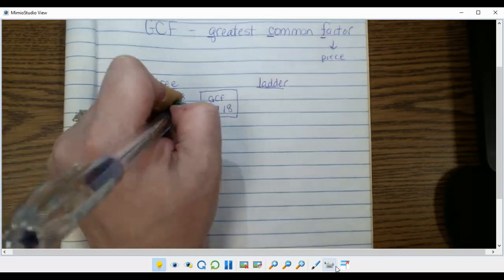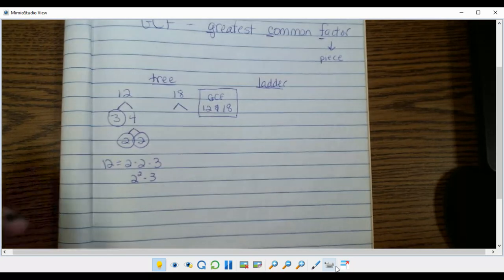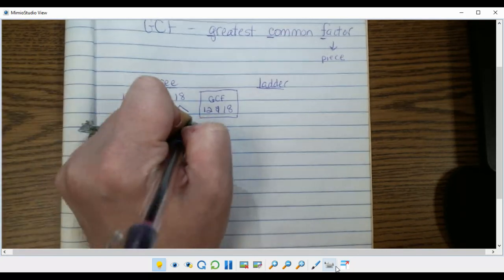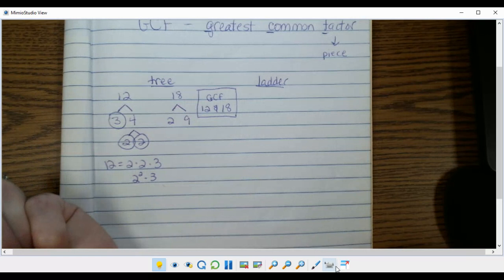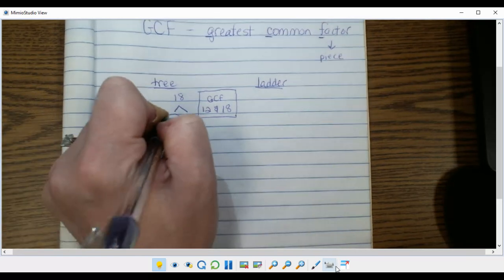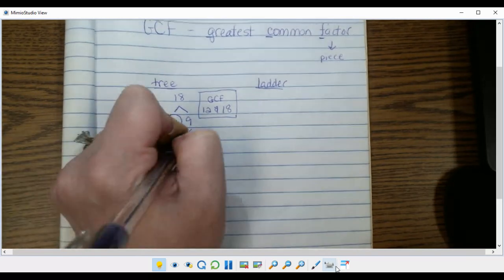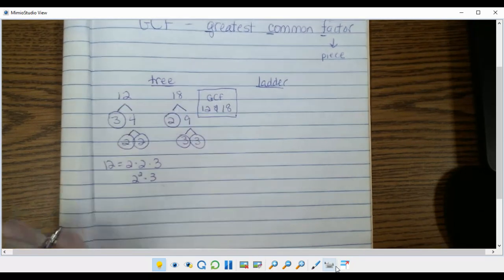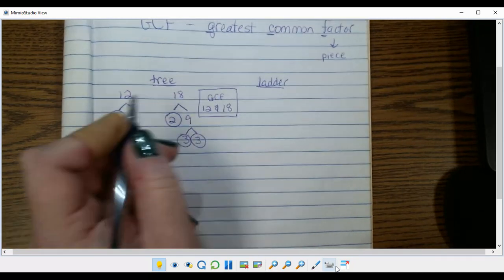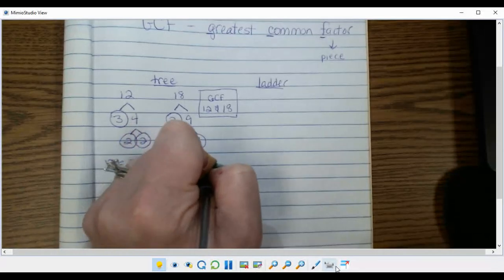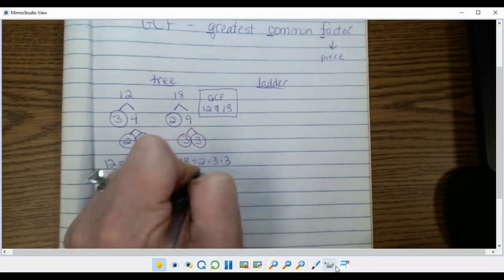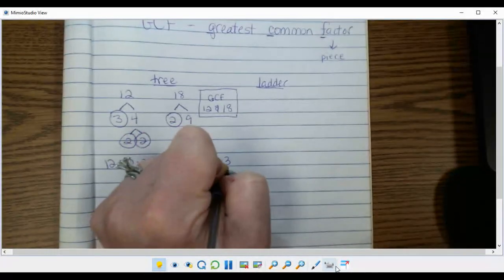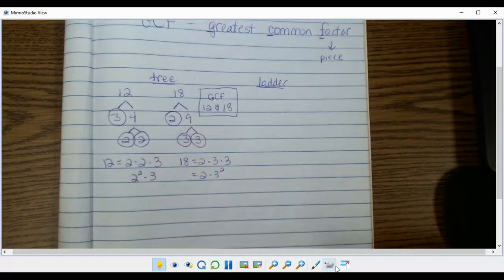Okay, let's do 18 now. Again, I have some options for 18. I think I'm going to do 2 times 9. The 2 is prime. It cannot be broken down. The 9 can be split into 3 times 3. Those cannot be broken down. So 18 is 2 times 3 times 3. Or if you wanted to use the shortcut exponent, it would be 2 times 3 squared.